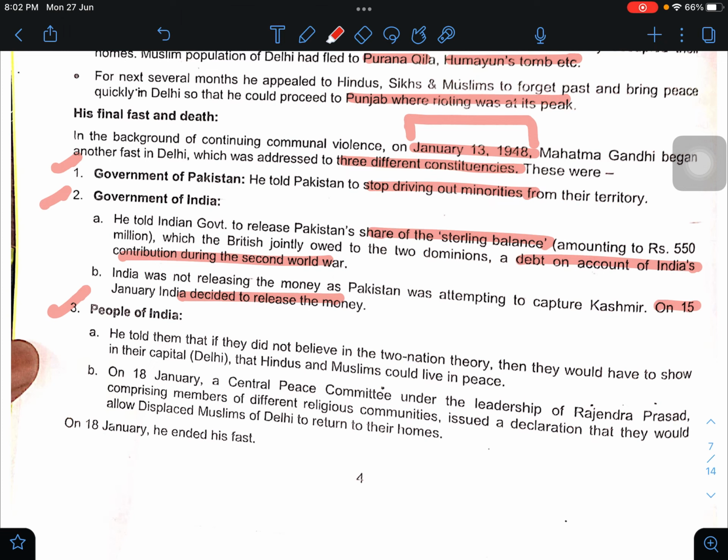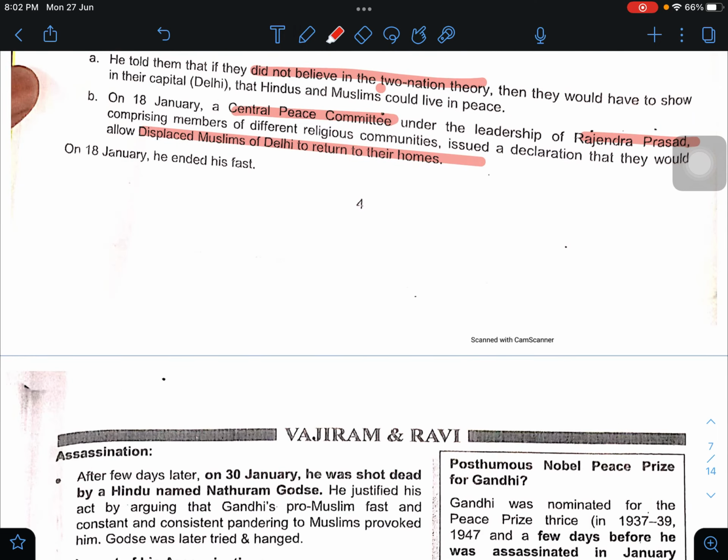He told them that if they did not believe in the two nation theory, then they would have to show in their capital that Hindus and Muslims could live in peace. On 18th January, the Central Peace Committee under the leadership of Rajendra Prasad, comprising members of different religious communities, issued a declaration that they would allow displaced Muslims of Delhi to return to their homes. On 18th January, he ended his fast.